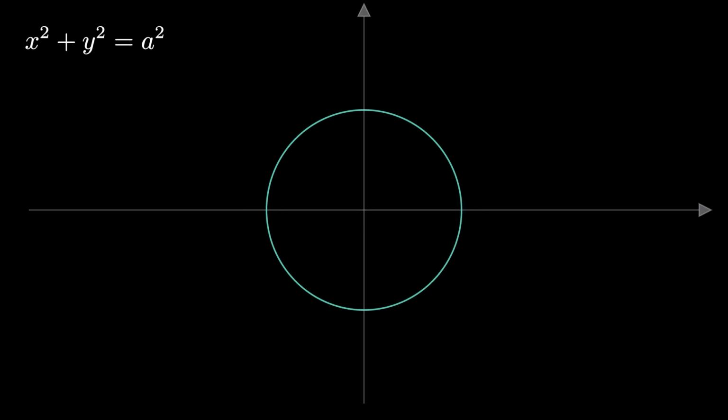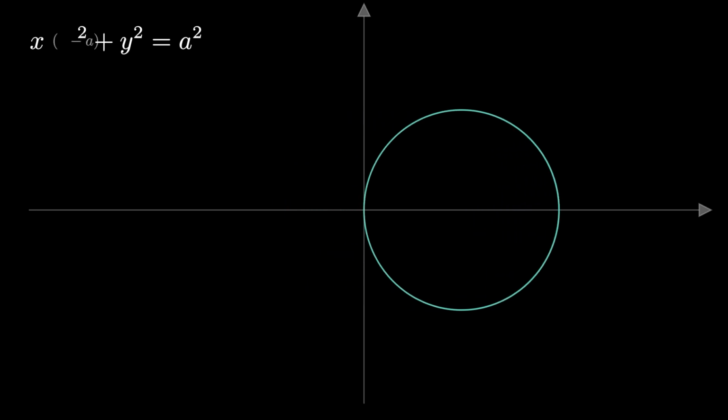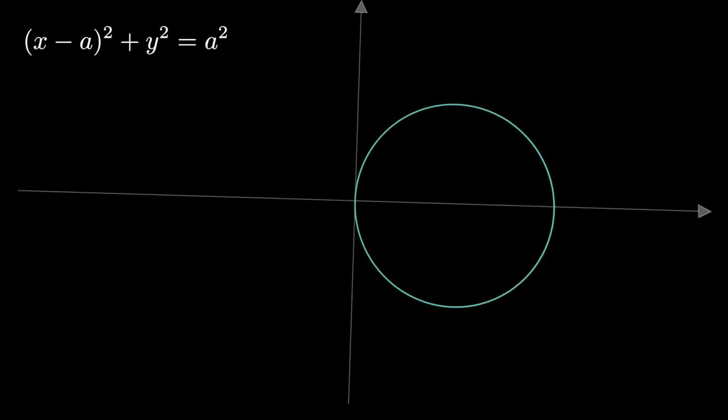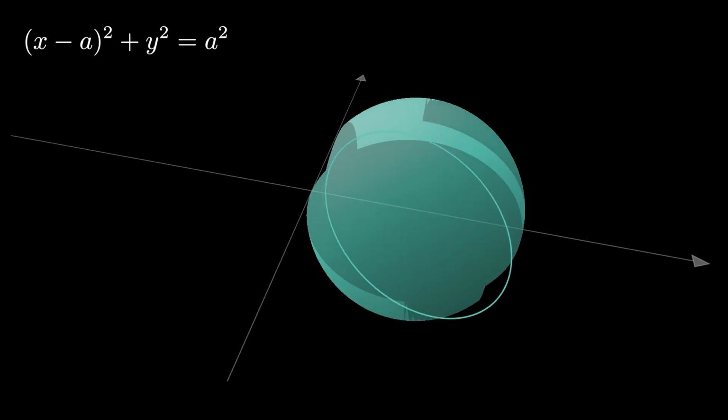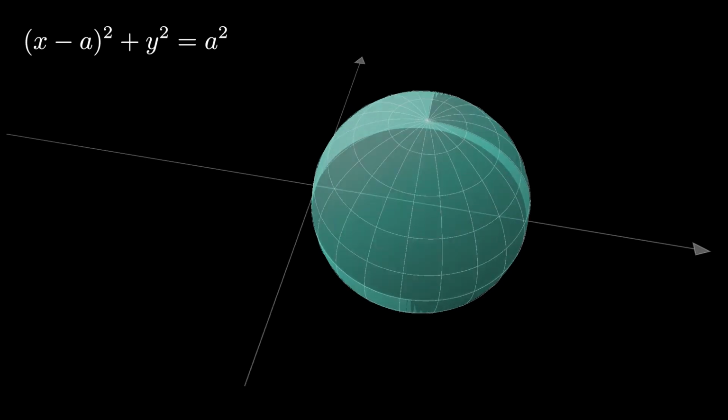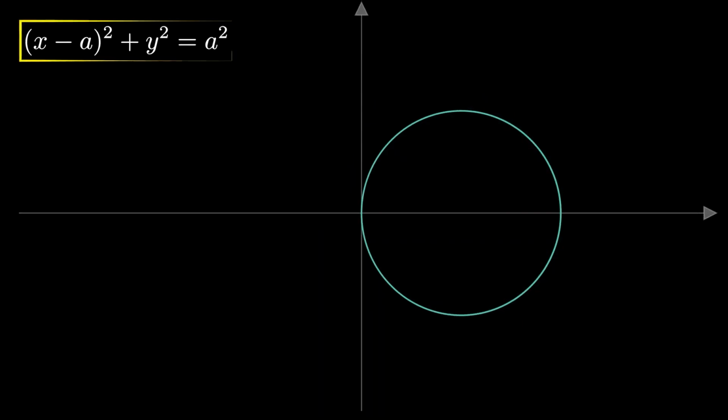Now we place the circle so that it's tangent to the y-axis. Its equation becomes (x minus a) squared plus y squared equals a squared. We consider the sphere as the shape generated by rotating the circle. Our goal is to manipulate this equation in a way that helps us relate it to the area of circles.